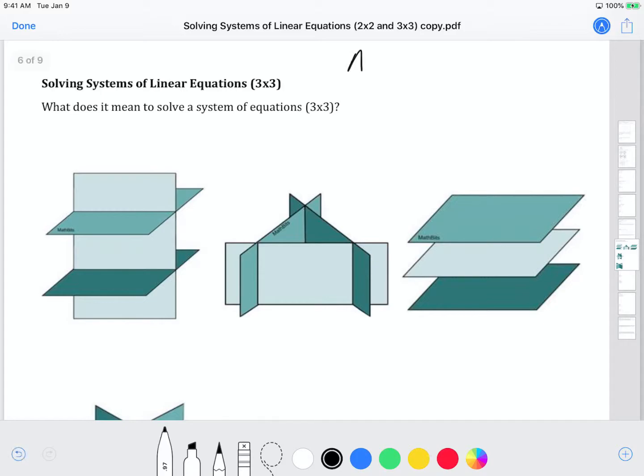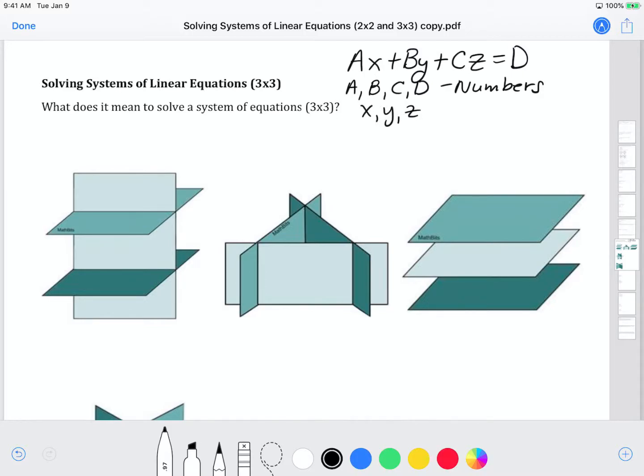So now we're solving equations that look like this. We have ax plus by plus cz is equal to d. a, b, c, and d are just numbers, and your x, y, and z are variables. This is why we're now working in 3 dimensions, because we have 3 variables. So now, instead of having just x and y, we're going to have a 3rd dimension, z, that pops out of the page.